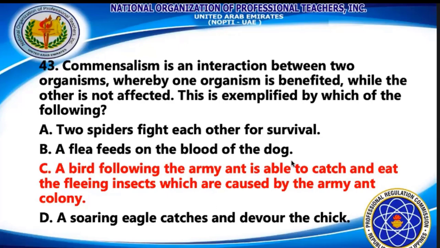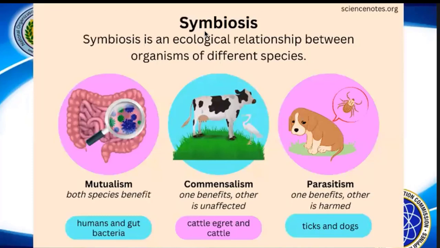Kaya commensalism. Kasi yung choice A, anong tawag dito sa choice A? Competition. Kasi nagko-compete sila for survival. Si choice B naman ay parasitism. Bakit? Kasi parasites eh. Gumagamit lang sila. Pero kawawa, naapektuhan naman yung dog. Kasi blood niya yung kinakain ng flea. And then yung letter D is an example of predation. Kinakain niya. Okay, ito yung mga symbiosis ang tawag dito or symbiotic relationship.